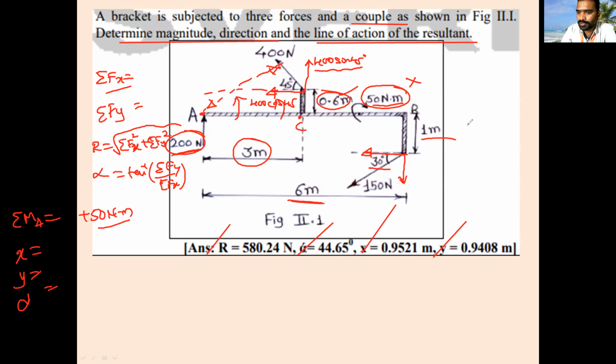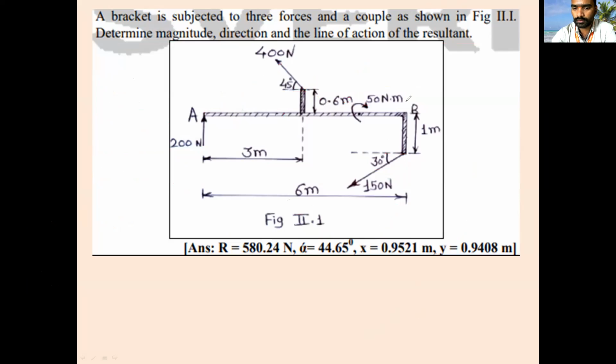Whatever problems I am taking in the class, all these are from university question papers. This question has appeared in the exam. All the questions I have taken are important. Will you solve this one? Yes, sir.